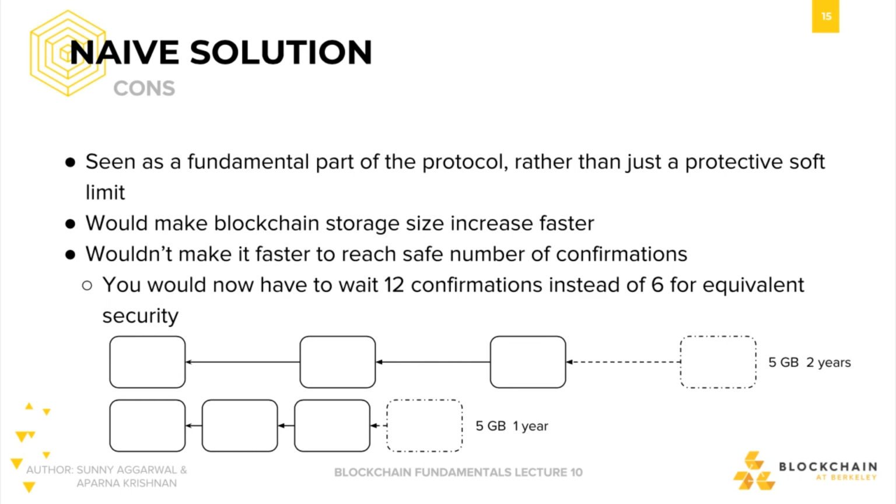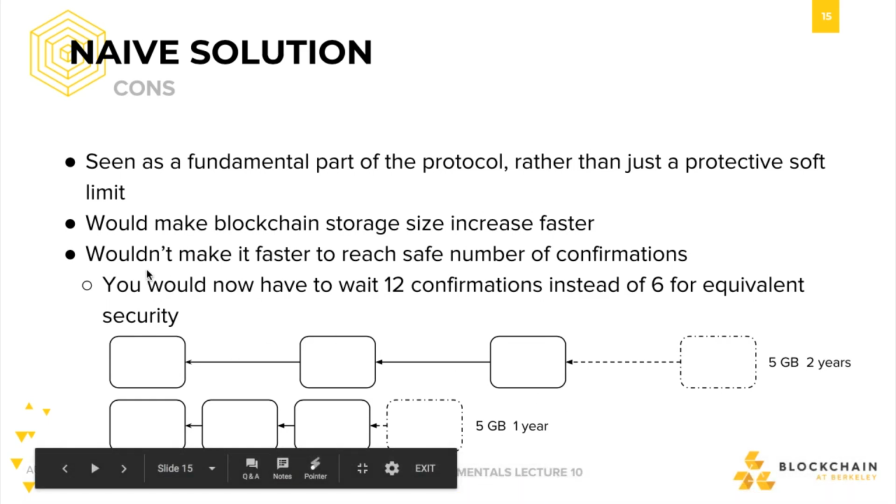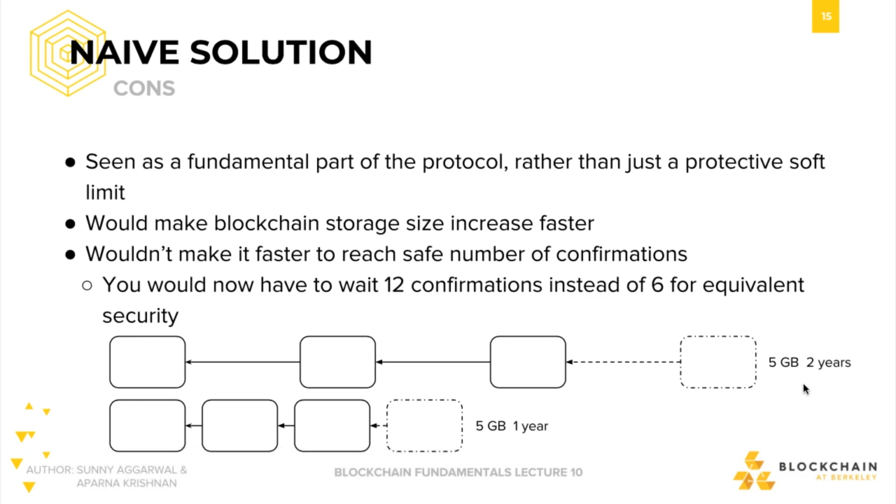Another problem is just by increasing this rate, you're increasing the rate at which the blockchain storage also increases. So, for example, if the old blockchain was growing at a pace of 5 gigabytes every 2 years, your new blockchain is now growing at a pace of 5 gigabytes every 1 year. And if you're a miner and you can't store 160 gigabytes today, how are you going to keep up with the double pace growth of the blockchain?